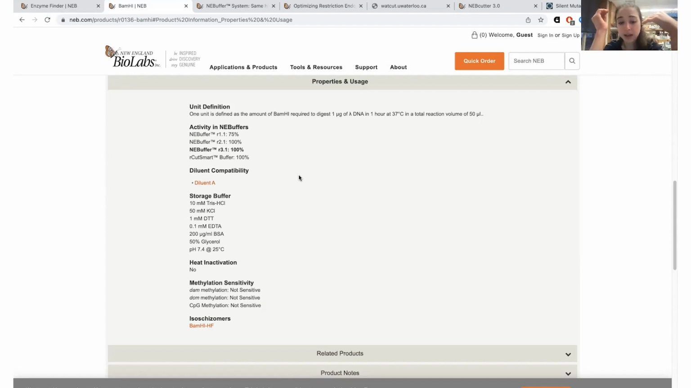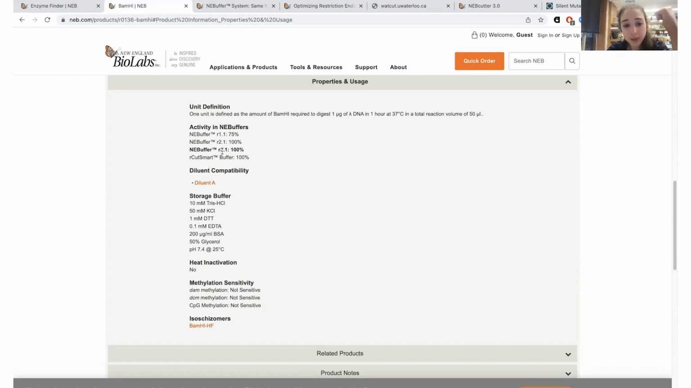If they had really different buffer compatibilities, you would have to do those reactions separately. But if they have similar activity in the same buffer, then you could do it together. And so NEB introduced this CutSmart buffer that has better compatibility for most of the enzymes. Most of their enzymes will work in this buffer. And you can see that it'll also give you the activity in different types of buffers.